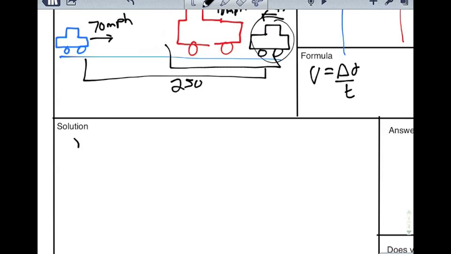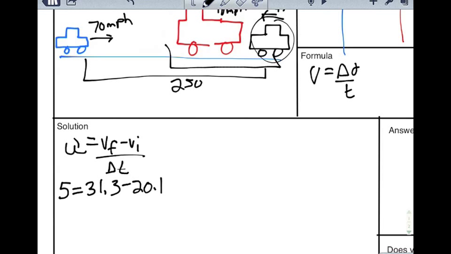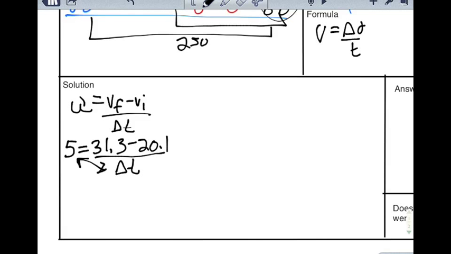So for the black car, acceleration equals final velocity minus initial velocity over time. The acceleration of that car is 5. Its final velocity is 31.3. Its initial velocity was 20.1. We divide by t, we rearrange, and we end up with a delta t value of 2.24 seconds. Now that's how long it takes for the car to get up to this 31.3.